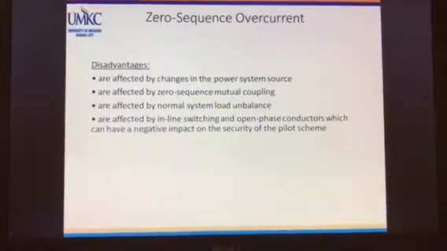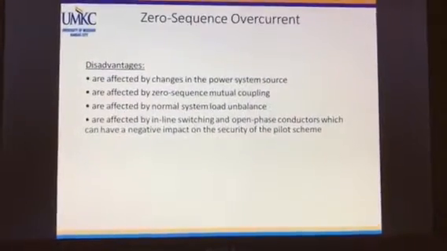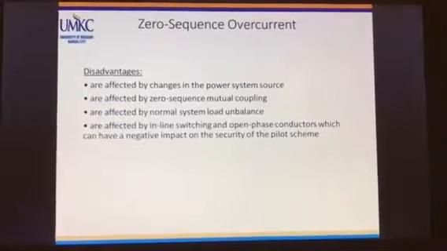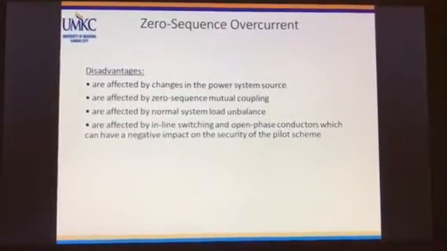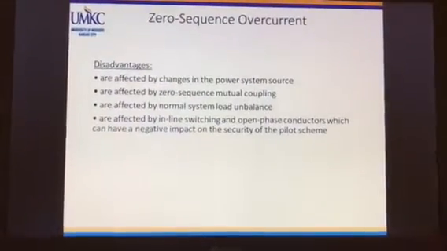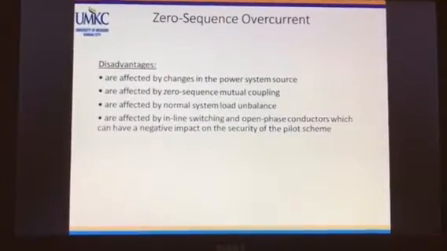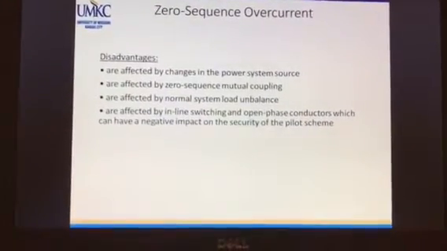These are affected by the changes in the power system sources. These are affected by the zero sequence mutual coupling. These are affected by the normal system load unbalances, and are also affected by inline switching open phase conductors.